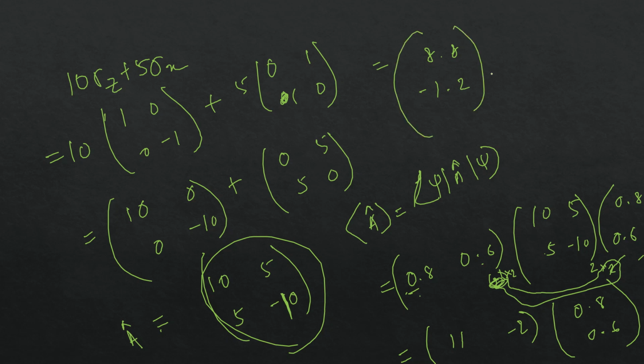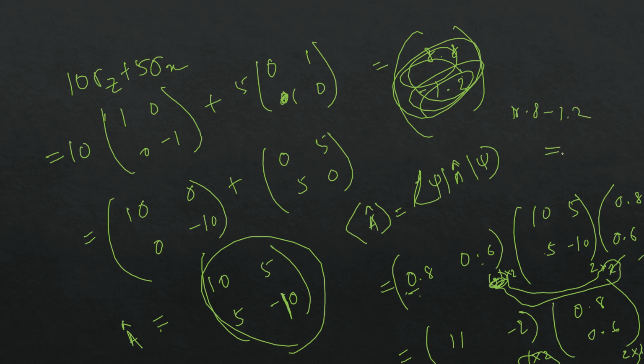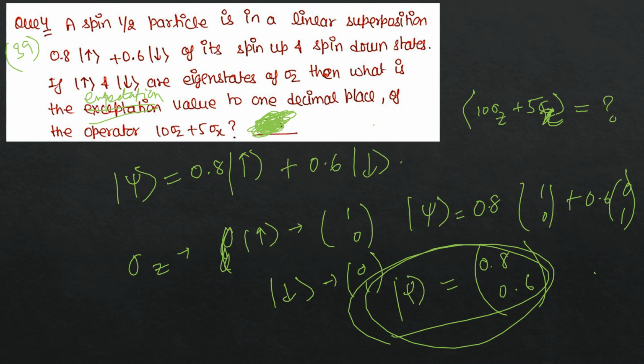Now this is 1 by 2 and that is 2 by 1, so the answer will be 1 by 1. So 8.8 minus 1.2 will be 7.6. So this is the answer. Got it? The answer is 7.6. This is how you solve this type of question. It's a very important question that comes in NET and everything.